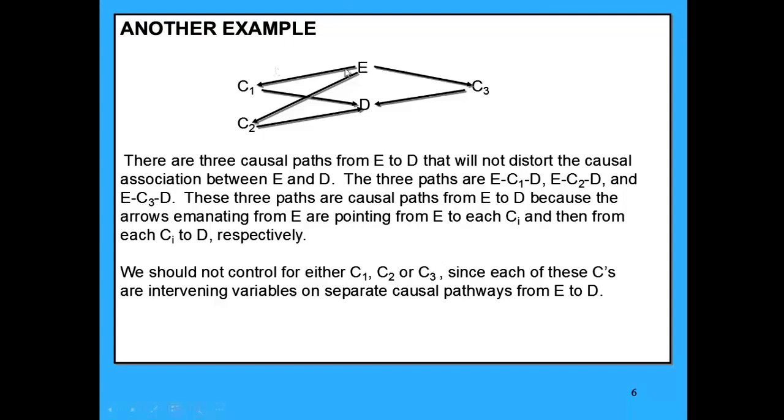Well, now E is going to C1, going to D. E is going to C3, going to D. E is going to C2. So C1, C2, and C3 are now all intervening variables in the relationship between E and D. So if this was your DAG, you probably wouldn't want to control for either one. Okay? So that's why DAGs are important in order to be considered in the process about whether you should control for them, what should be in your initial model.